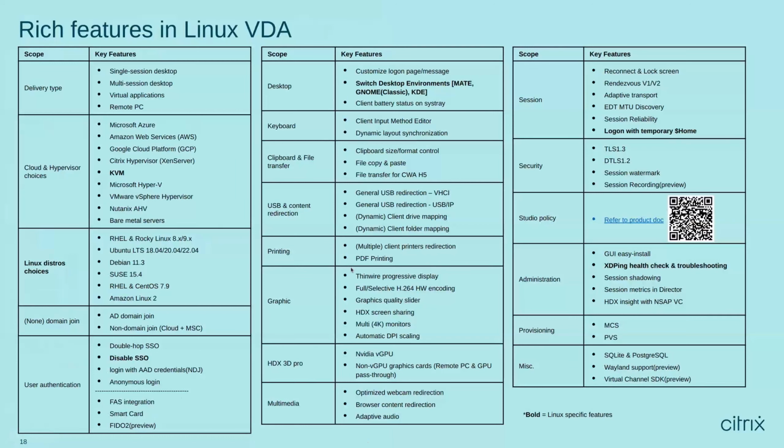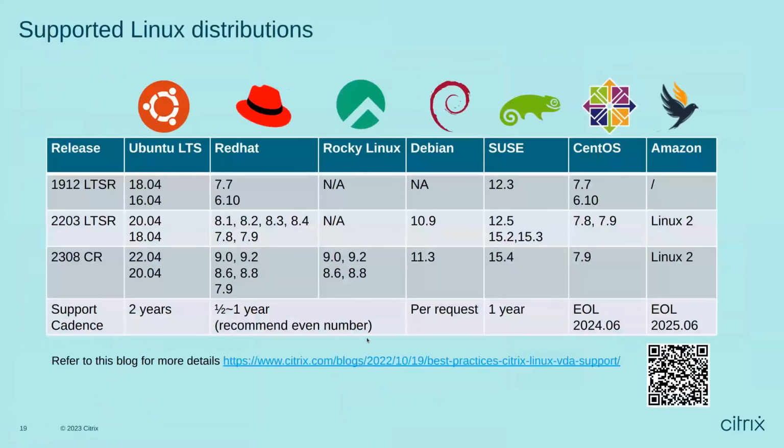Okay, then let's move to some details. Yeah, let's look at the distributions, always a popular topic. So from our knowledge, from our customers, Ubuntu and the Red Hat family are the most famous distributions. We always catch up with the Ubuntu long-term support release, and every 2 years we will support the latest one. Now it's 22.04.